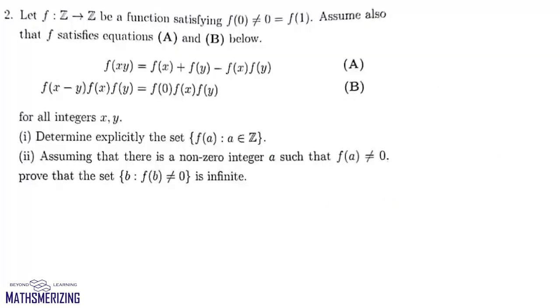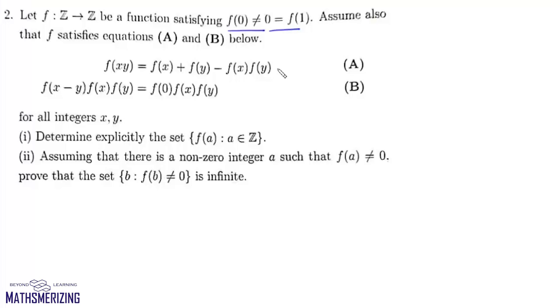Now question number 2 is, we are given a function f which is defined on integers such that f(0) is unequal to 0 and f(1) is equal to 0. Assume that f satisfies the following 2 equations. We need to find the set of values of this function f, that is, we need to find the range of this function.